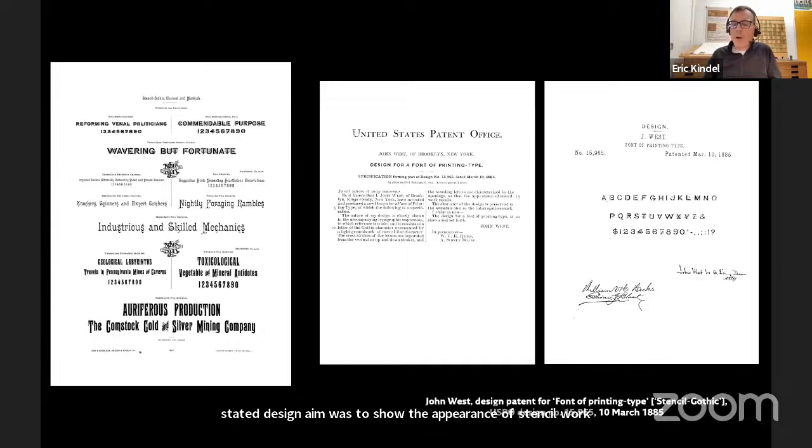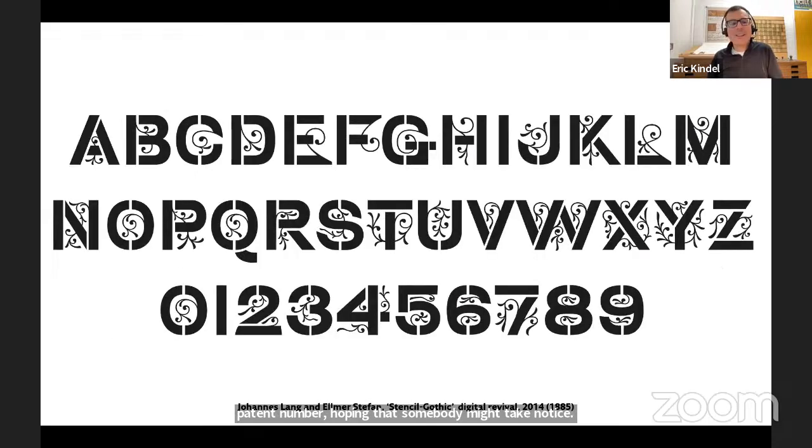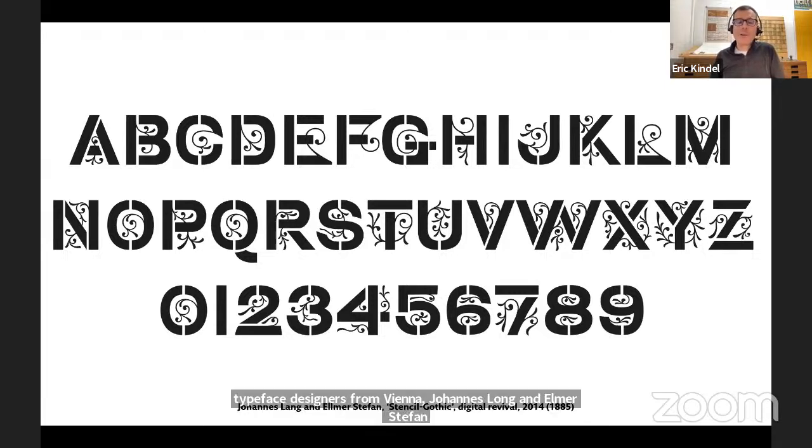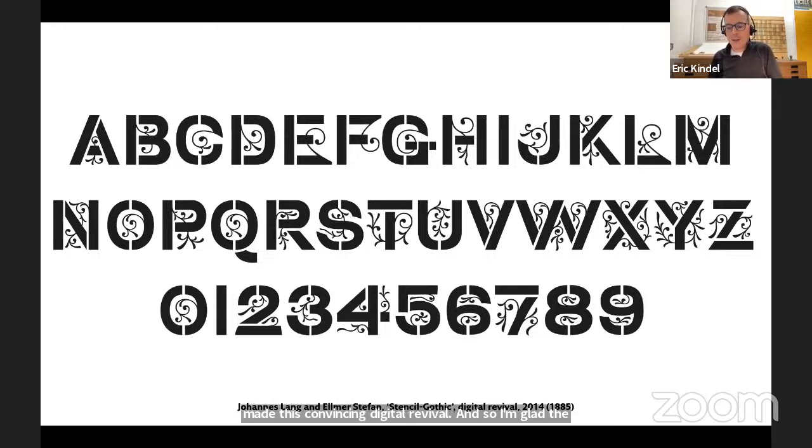When I was writing the article, I cited this as the first purposely designed stencil typeface and gave the patent number, hoping that somebody might take notice. And indeed they did. Two typeface designers from Vienna, Johannes Lang and Elmar Stefan, made this convincing digital revival. And so I'm glad the putatively first stencil typeface is back in digital circulation.